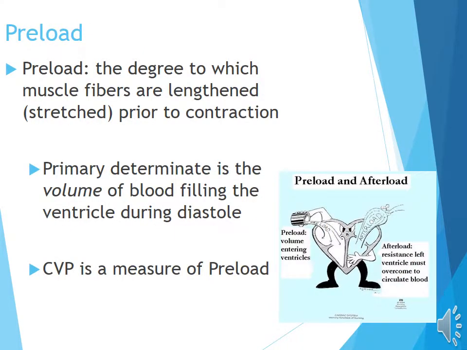Next is preload. When you think of preload, you always want to think of volume. Volume is going to be the primary determinant of the blood filling the ventricle during diastole. So when anyone's thinking about your preload number, look at their volume status. The definition of preload is the degree to which muscle fibers are lengthened or stretched prior to contraction. So you can see how your volume coming into the heart would affect that.